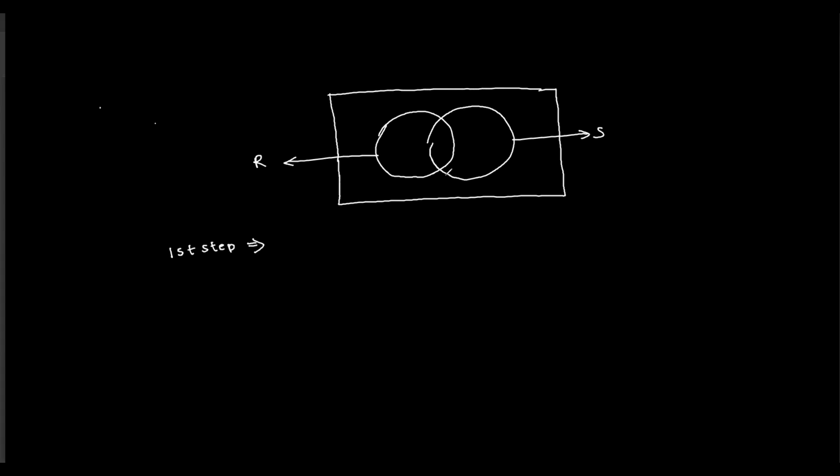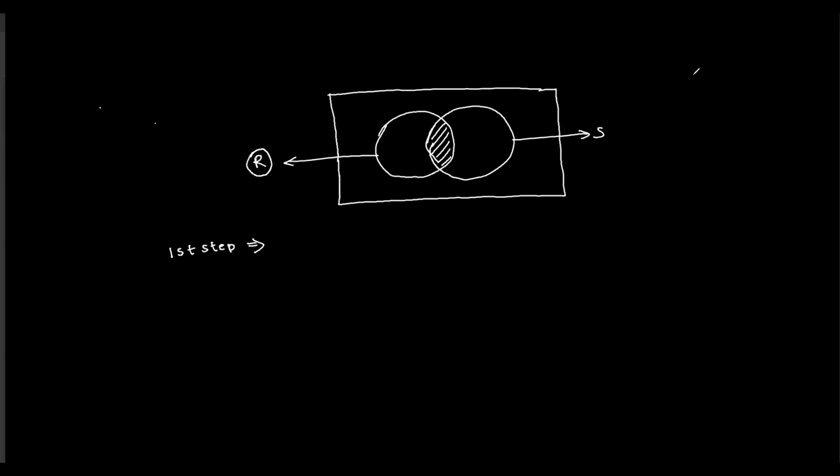The first step is that we have to isolate this area. Isn't it? That's the target for us. We have to isolate that part. That's the million-dollar question here. So, what can we do here? First of all, we will just isolate R.